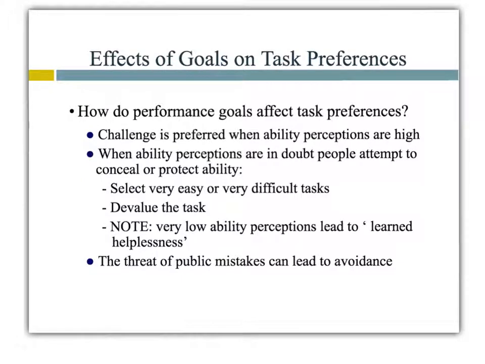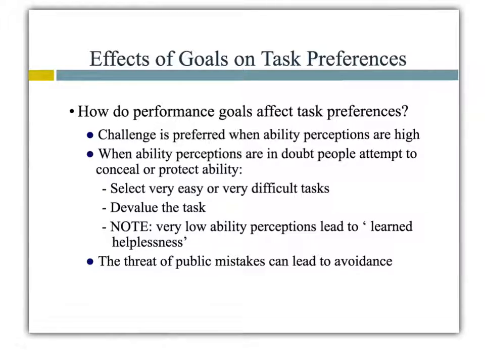Now let's look at the effects of goals on task preferences, specifically performance goals. Challenge is preferred when ability perceptions are high. However, when ability perceptions are in doubt, people attempt to conceal or protect their ability, and they do so by selecting very easy or very difficult tasks. They select easy ones so that they will look good in front of others. Remember, here they're trying, with performance goals, to gain a positive evaluation.